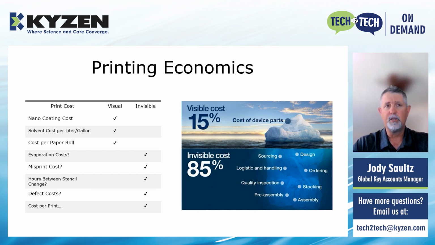Those are the evaporation costs, misprint cost, hours between stencil change, defect cost, and cost per prints. These are, in most cases, the things that customers never really focus on that probably cost them the most money. So pay attention to those costs and start tracking them. You'll probably be surprised at what those invisible costs add up to.